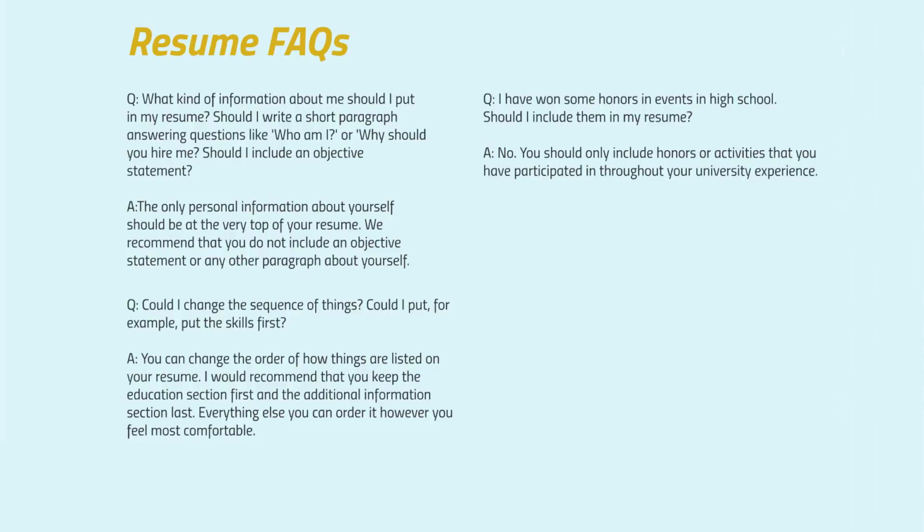Could I change the sequence of things? Could I put, for example, the skills first? You can change the order of how things are listed on your resume. I'd recommend that you keep the education section first and then the additional information section last if you are going to include it. But everything else, you can order it however you feel most comfortable. Usually a resume goes by importance, so your education as you're a college student is very important, and then your skills are very important, so you want to keep that in mind.